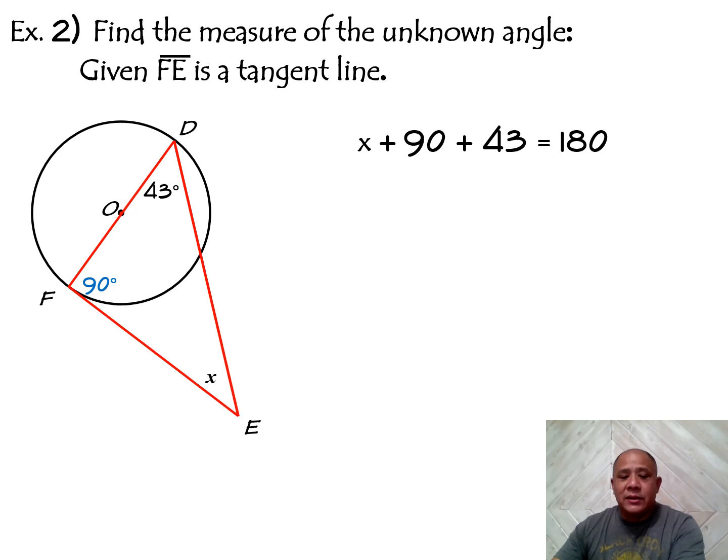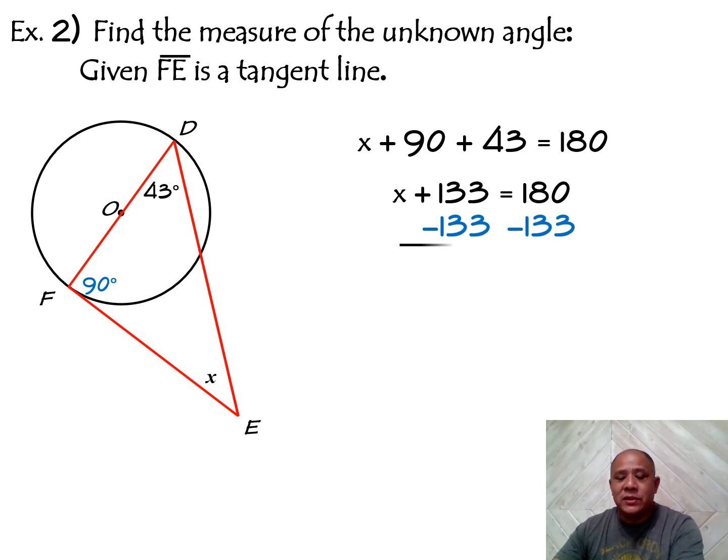Now let's go ahead and combine like terms. X plus 133 equals 180, minus 133, minus 133, and you find that x equals 47 degrees. And that's the measure of angle E, the unknown angle. If you understand that, go ahead and try number 2 on your own. Here we go.